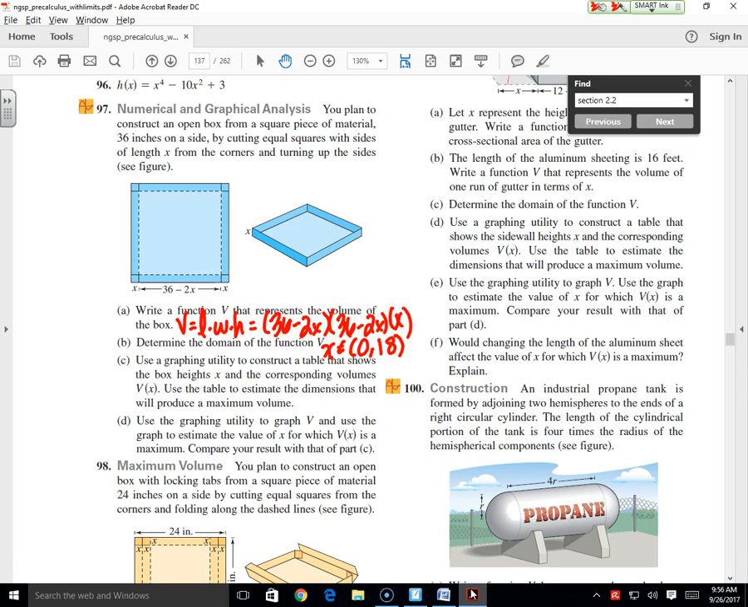Now, what if it was 17? How big is that little piece you're folding? Right? In your weird little tiny box. But either way, it can't be 18, it can't be bigger than 18, or else you don't have anything you're cutting.